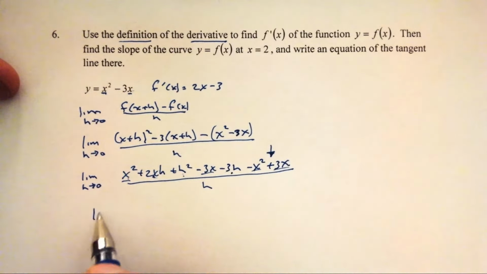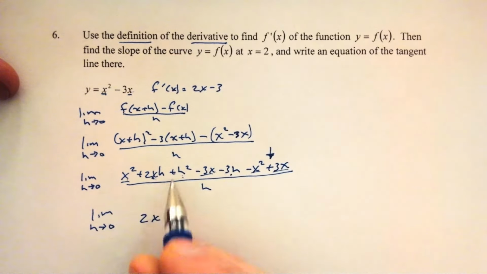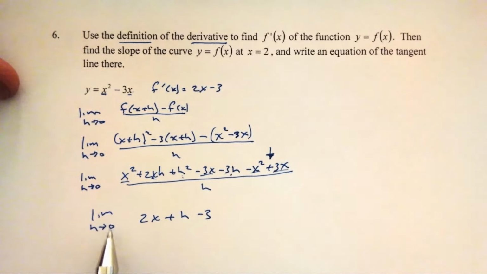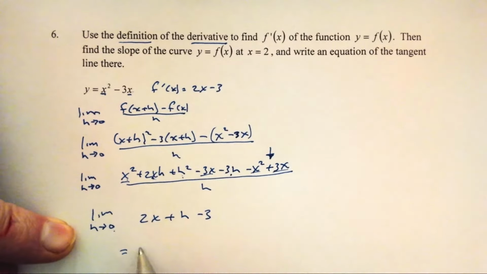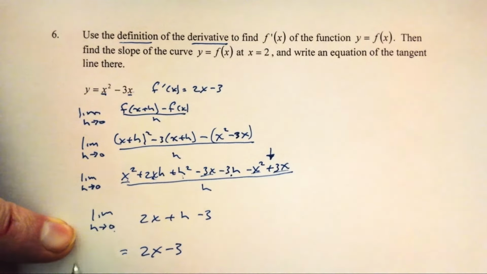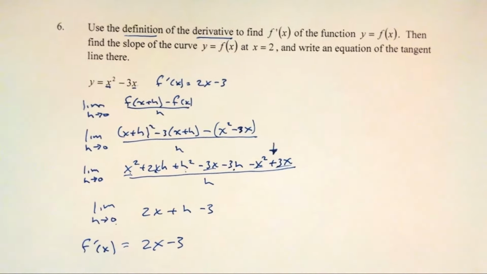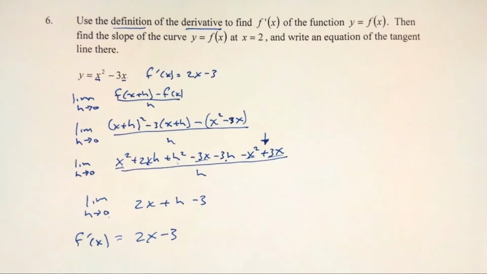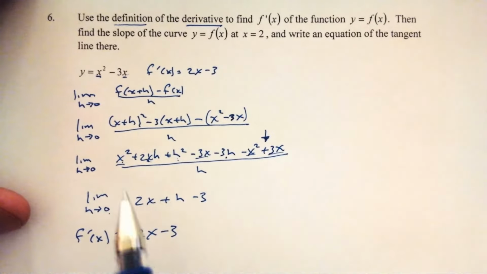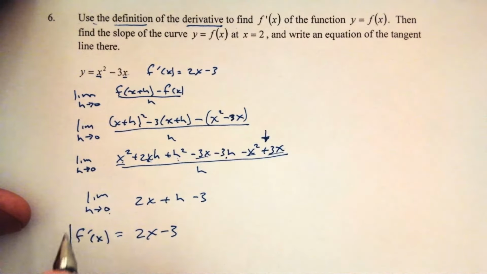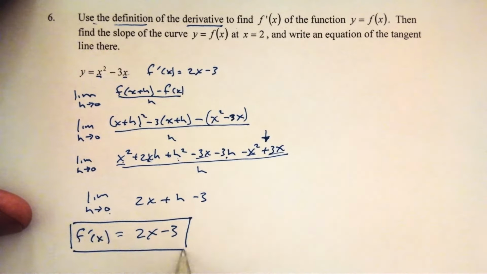If I divide out h, I get 2x. Plus, there's still an h here, minus 3, and now I can put 0 in for h, and I get 2x minus 3. So our slope formula is 2x minus 3. The good news is we knew it should be. The bad news is we have to go through that process on here. And now we're going to answer everything asked. Use the definition to find that. That's one of our answers. I'm going to box it.